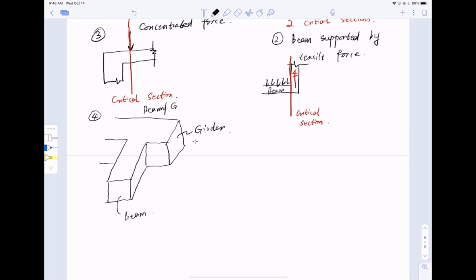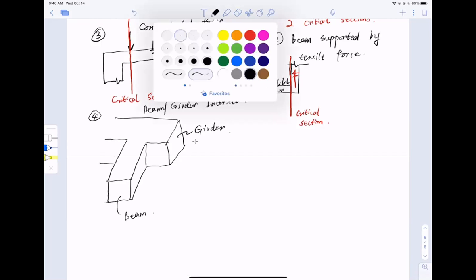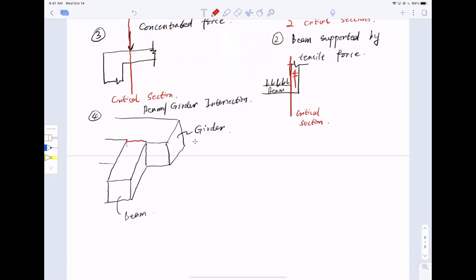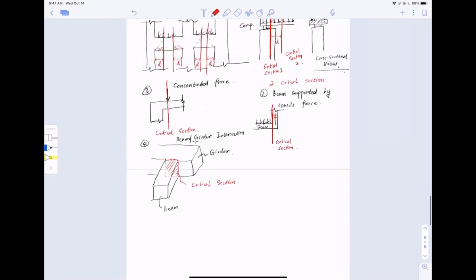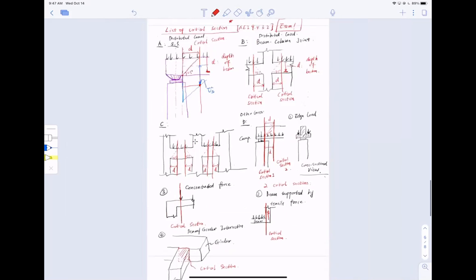Beam girder intersection. That means I have to consider a critical section. Let me shade it for you, right here at the joint, at the junction. So these are the critical sections you have to consider during the shear design.